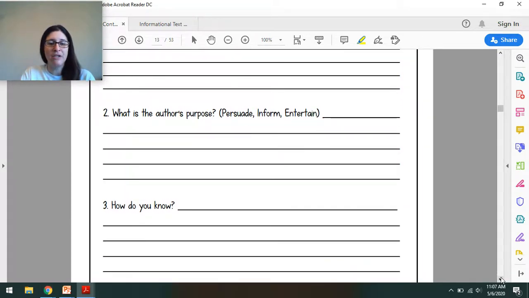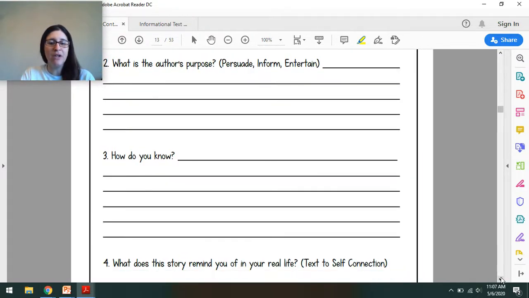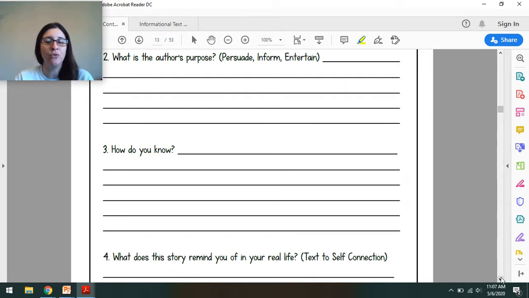The next question down here, I believe, is what does the story remind you of in real life? And that would just be a text-to-self connection. So that would be a time when you were either rewarded for your honesty, or a time that you were trying to trick someone and you maybe kept telling a couple little fibs and then no one actually believed you. So that's how we would do that short exercise.